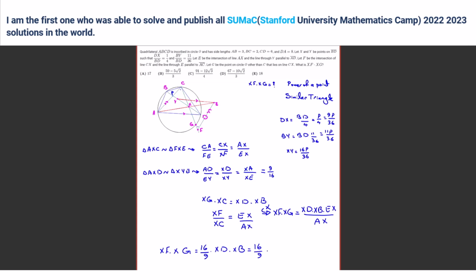XD, XB. So it is 16 over 9. XD is what? 9P over 36, P over 4. Yeah, okay. P over 4 times 3P over 4. XB is 3P over 4. Yes, 3P over 4. Yep. So now you will get 4 for this, P squared over 3. So the only thing you should find is the length of BD, right? Mm-hmm.